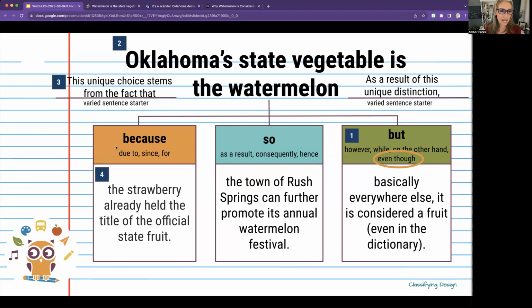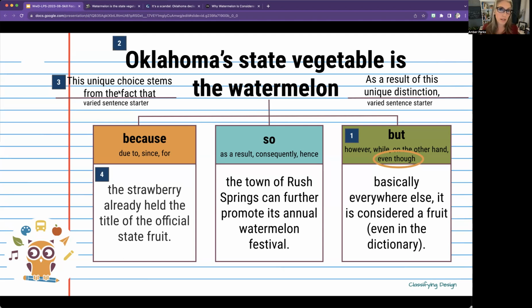Then we can come here to 3 and 4. This unique choice stems from the fact that the strawberry already held the title of the official state fruit. Now, there's other ways to start this sentence, but this just came from discussion of, so even though it is a fruit, Oklahoma State vegetable is watermelon. So this is a pretty strange decision, right? And strange is a little bit of a negative connotation. So we'll say unique to say it's memorable, it's something special to Oklahoma. And so we can highlight that with the way that we want to start this sentence. Notice it's still about Oklahoma State vegetable is the watermelon.